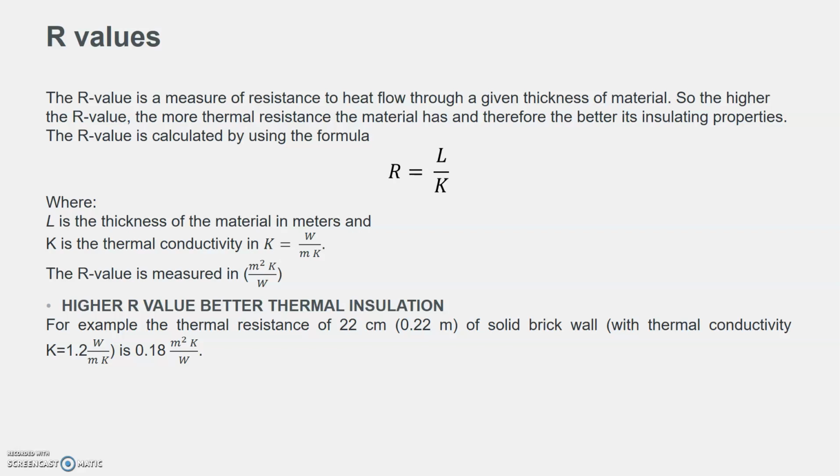So this is looking at whether something is a good insulator or not. L is the thickness of the material, measured usually in meters, and K is the thermal conductivity. R values are measured in meters squared Kelvin per watt. The higher the R value, the better thermal insulator it is. So the thermal resistance of 22 centimeters of solid brick with a thermal conductivity of 1.2 is about 0.18.